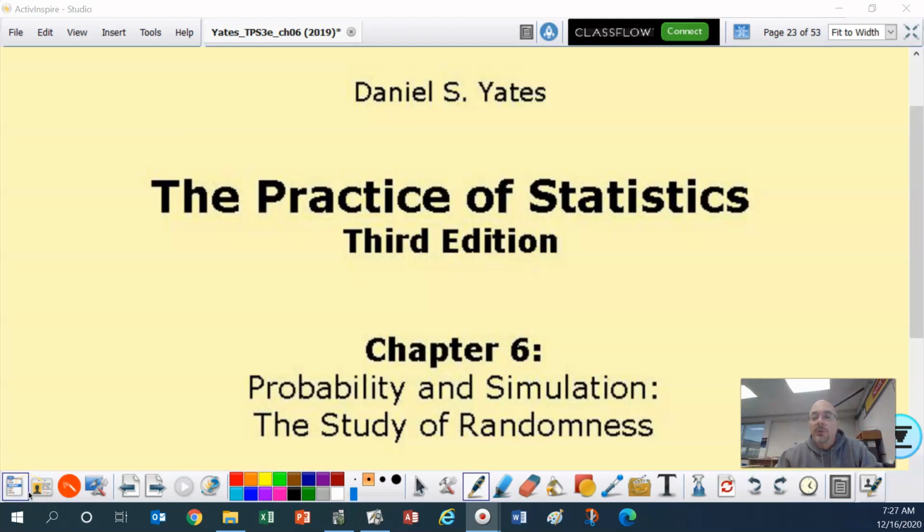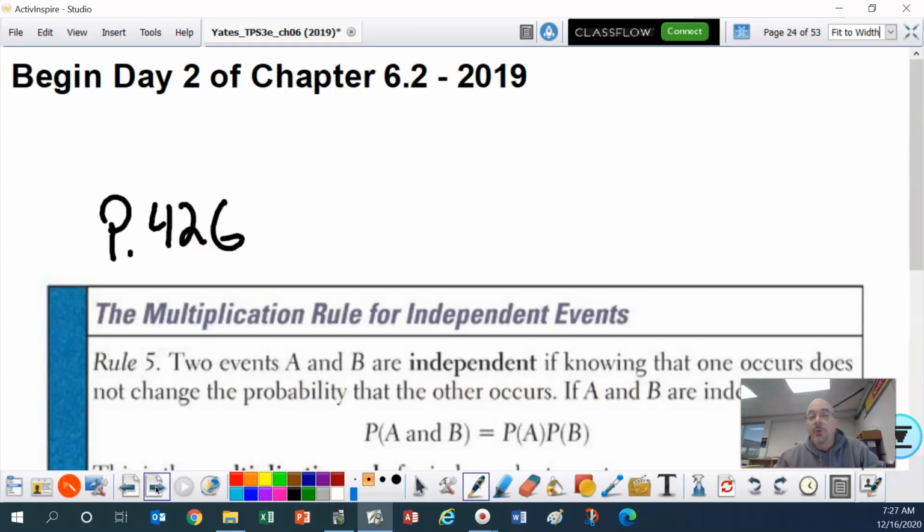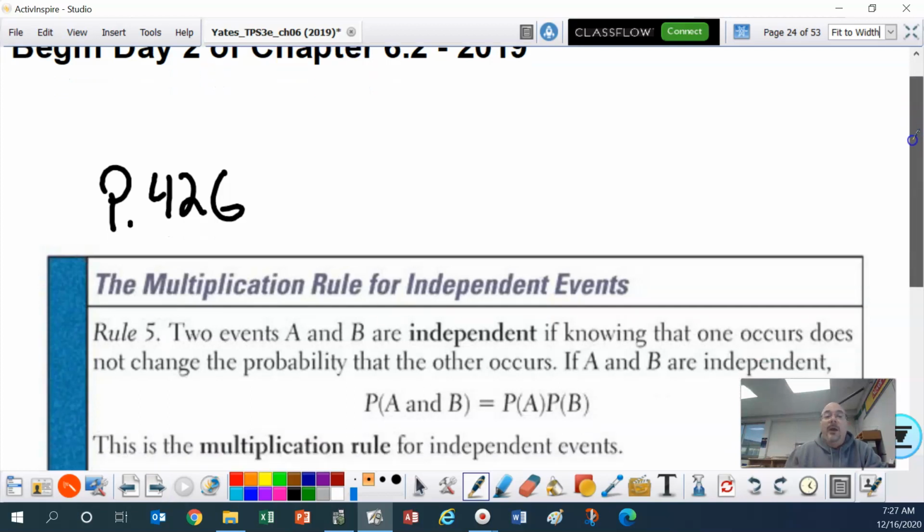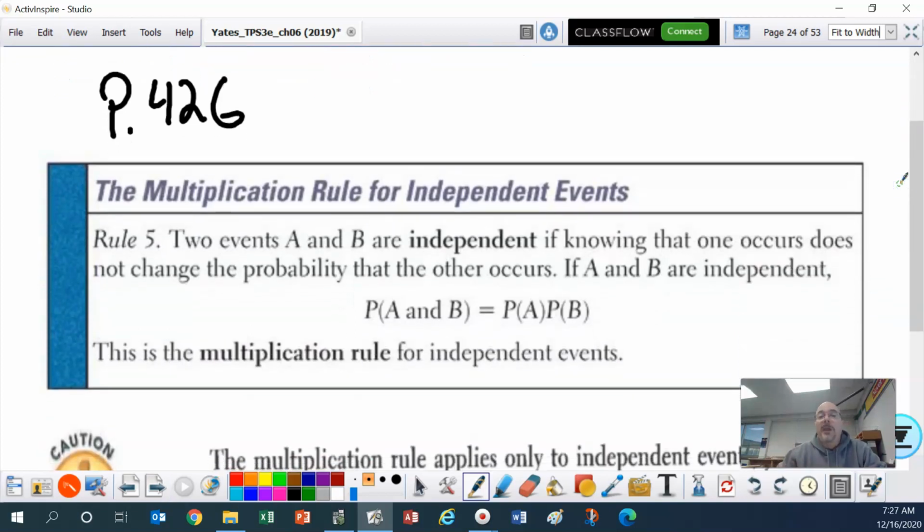We're going to continue with Chapter 6 on Probability and Simulation, the study of randomness. We're still on Chapter 6.2, Day 2. On page 426, it talks about rule number 5. Remember, we already went over those 4 rules. Pause a moment and see if you can remember the 4 rules.